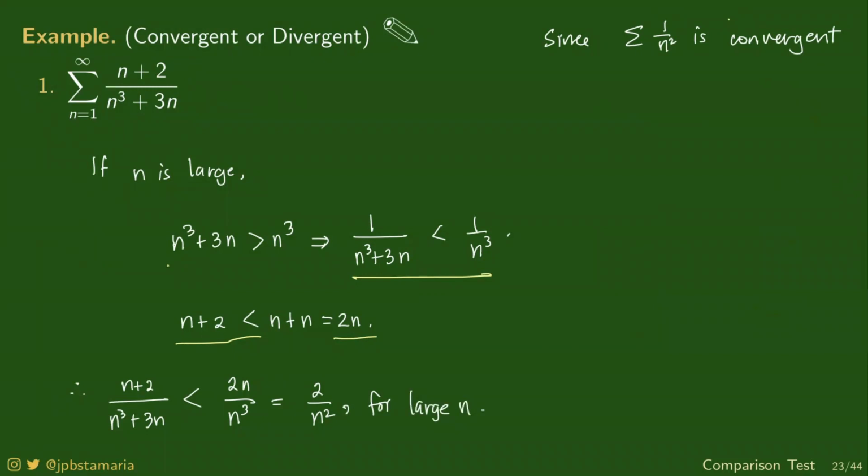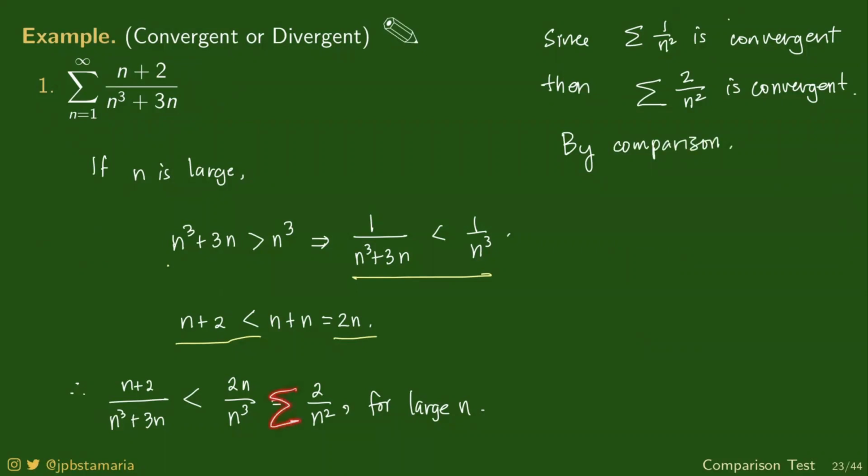Since summation of 1 over n squared is convergent, then you can say that the summation of 2 over n squared is convergent as well. Nag-multiply lang ako ng 2. Di ba property yan? So, by comparison, kung yung sum ng mga mas malalaki ay finite, lalo na yung sum ng mga mas maliliit. Dapat yung sum na ito, yung given na sum, must be convergent. Okay? And that completes the proof.